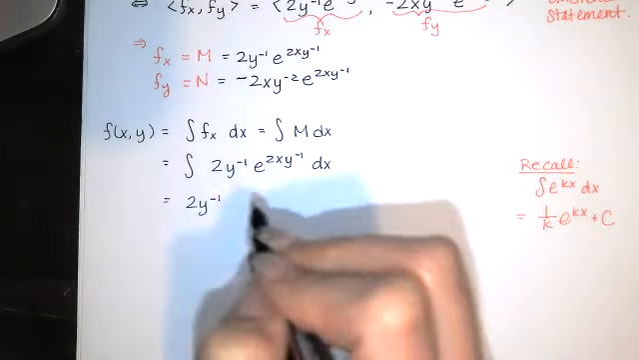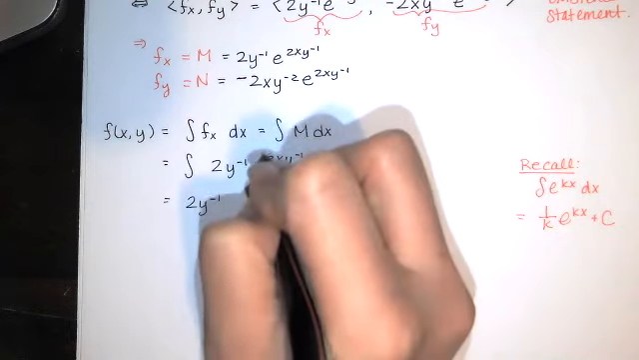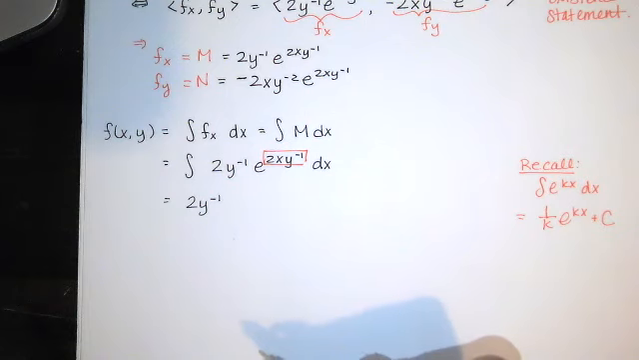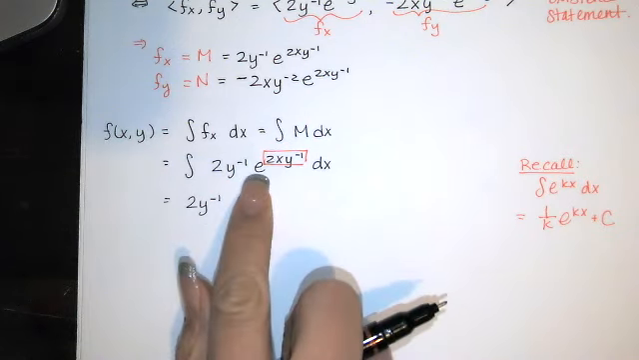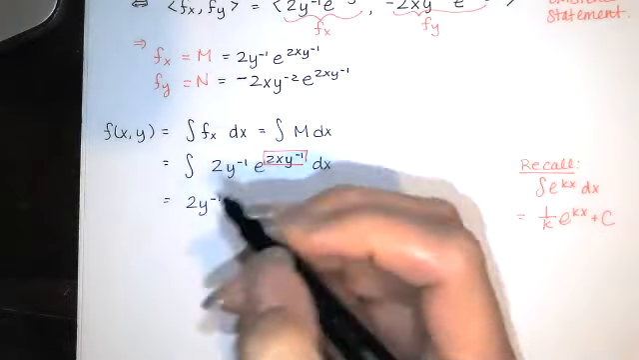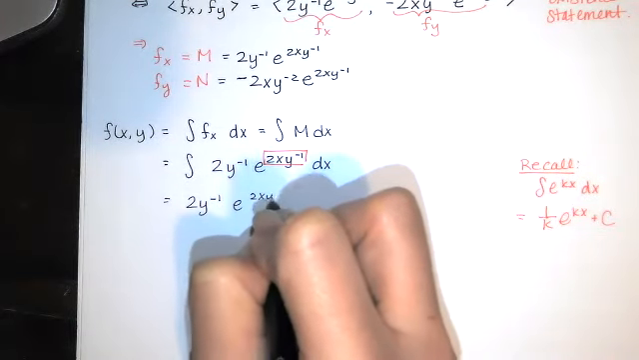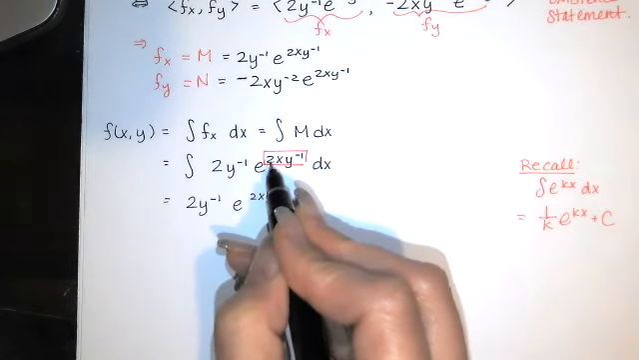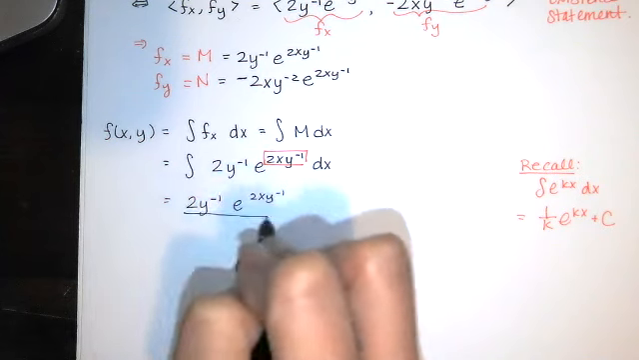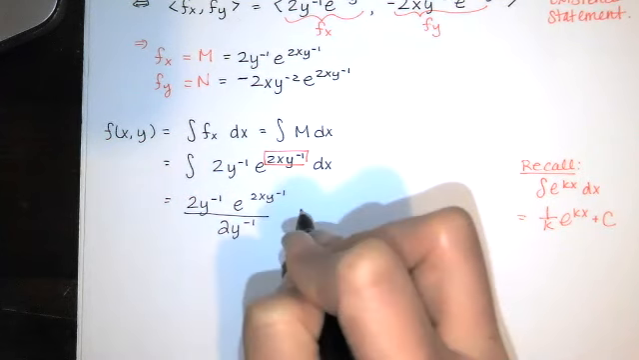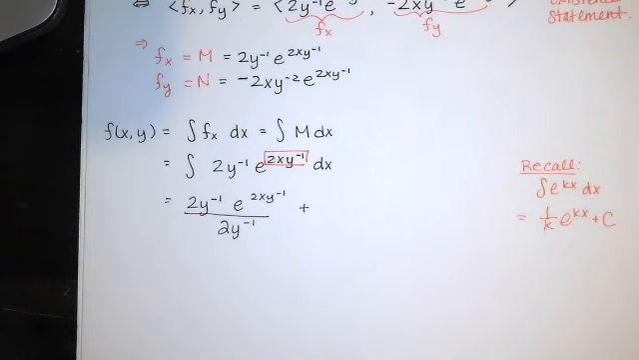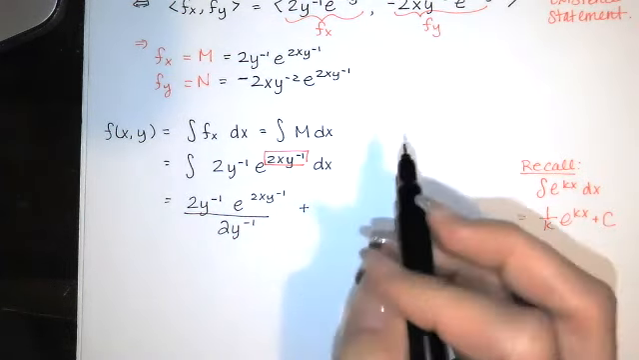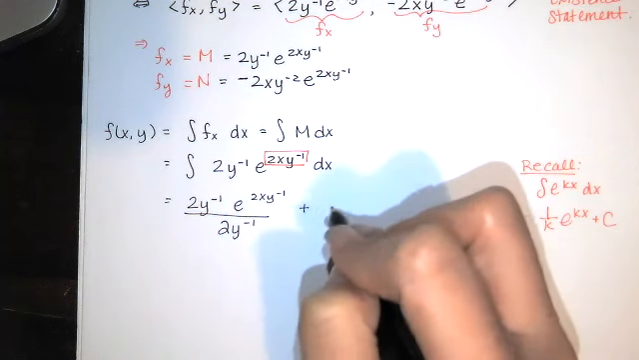It just looks different because you've got all these variables. x is our variable, and as far as we're concerned, 2 and y to the negative 1 are constants. So the antiderivative of e to this power is e to that power, and then we have to divide by the constant part. Well, the constant part in this case is 2 times y to the negative 1. So we'll divide out the 2y to the negative 1. Now don't add c. We're going to add something that's constant with respect to x, but it may not be constant with respect to y. So I'll call it g of y.